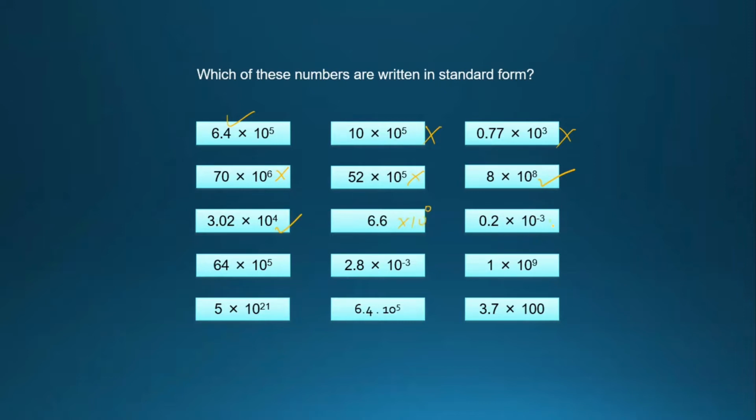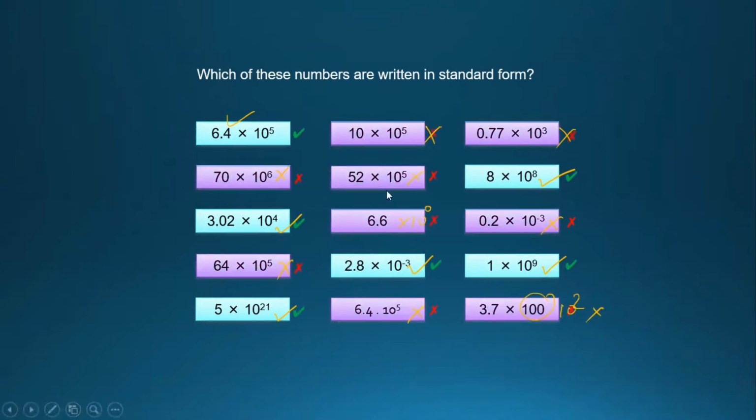So 0.2 is again not. 64, no, it is a two digit number. 2.8 into 10 to the power 3, yes. 1 into 10 to the power 9, correct. 5 into 10 to the power 21, correct. 6.4, 0.1005, no. 3.7 into 100, no. Instead, we can write this as 10 to the power 2, right? So this is not in the standard form. Let's check whether we are correct.